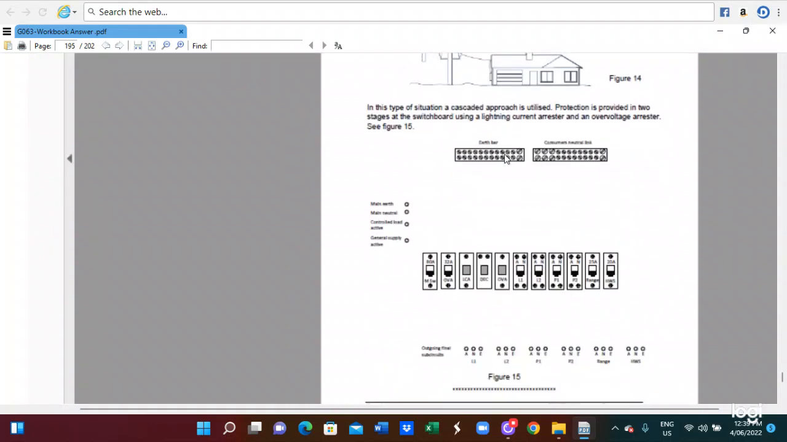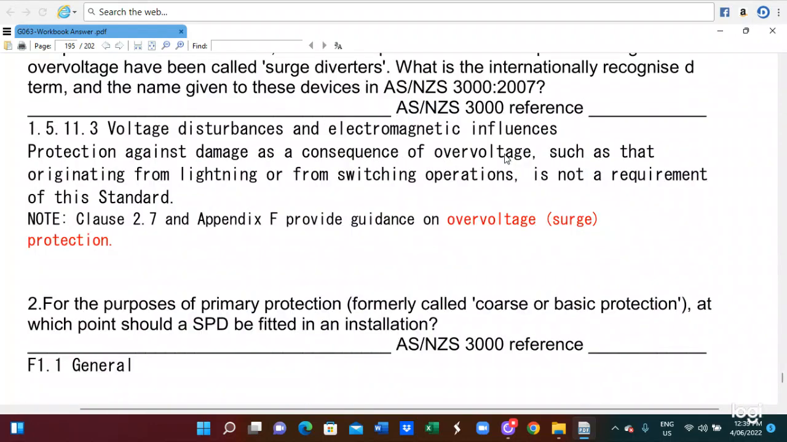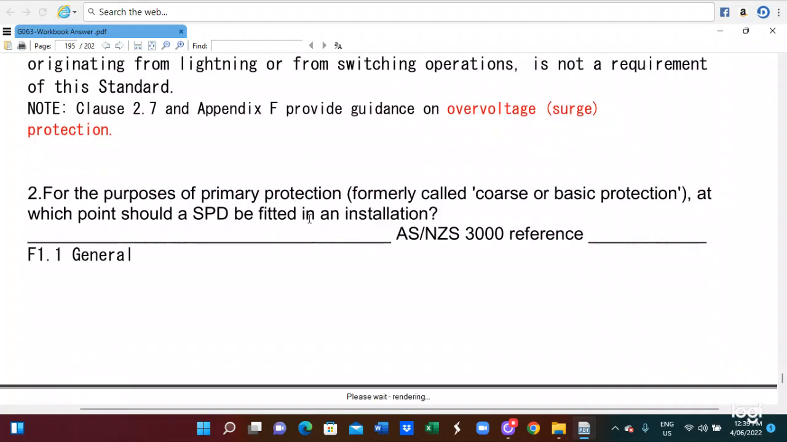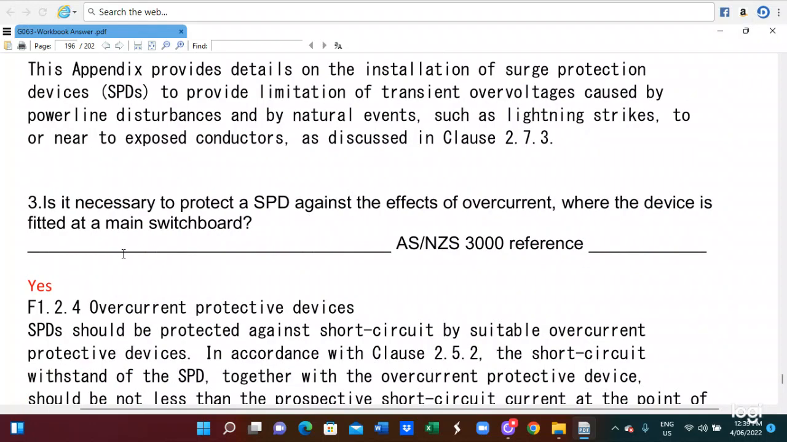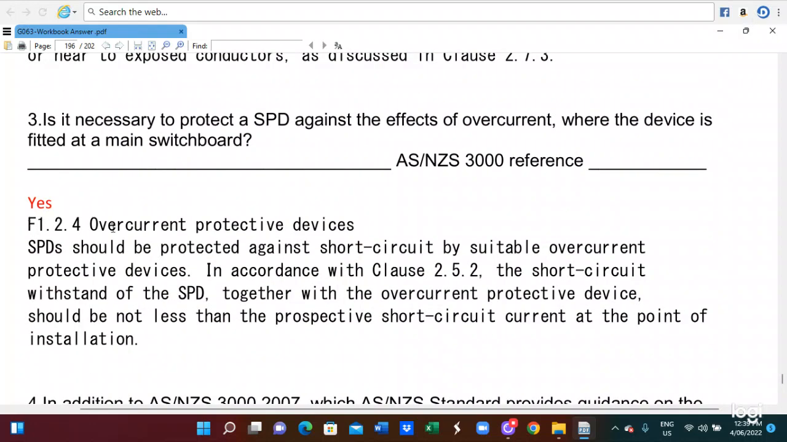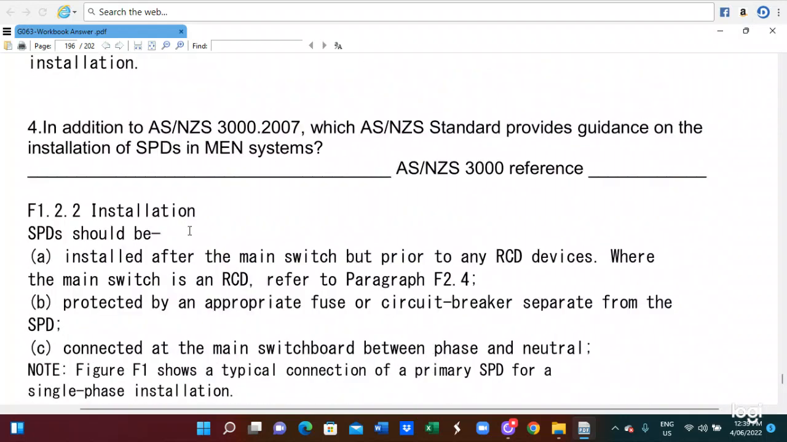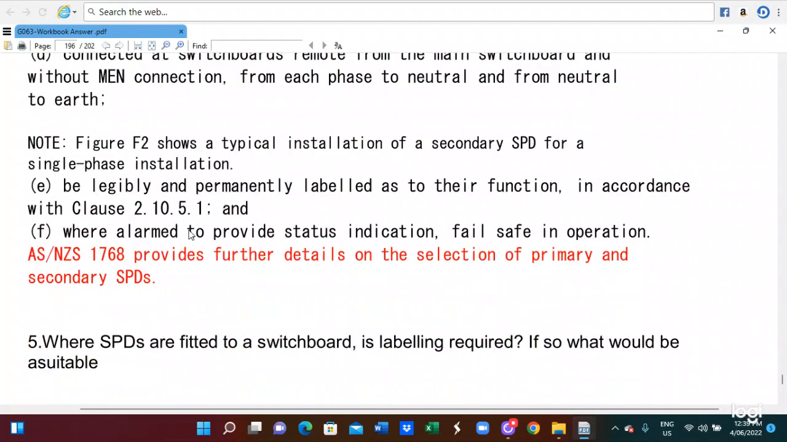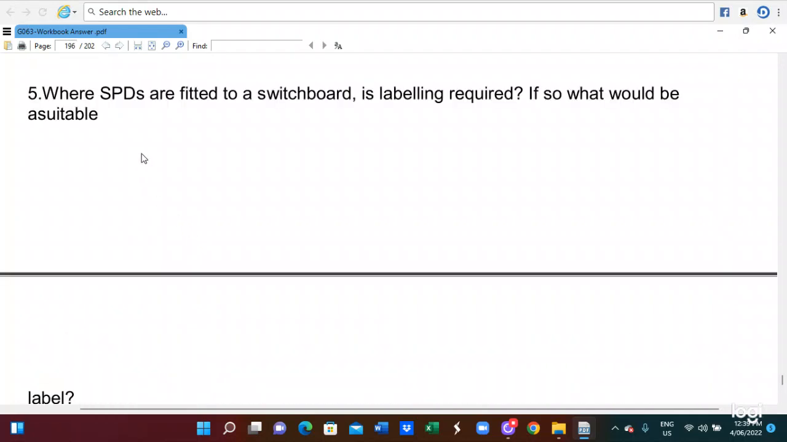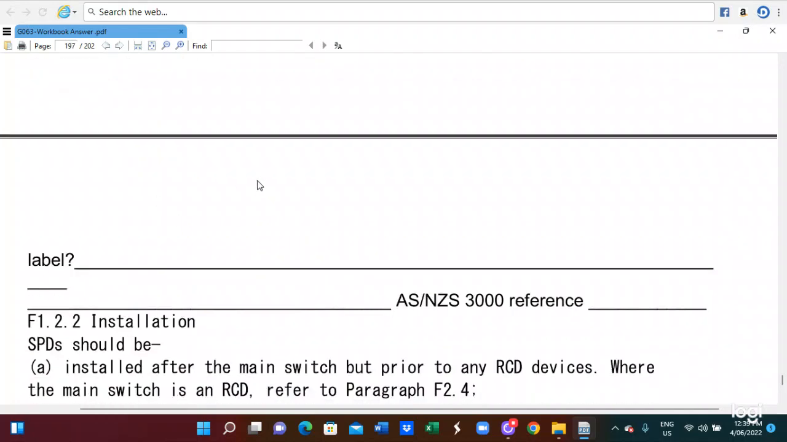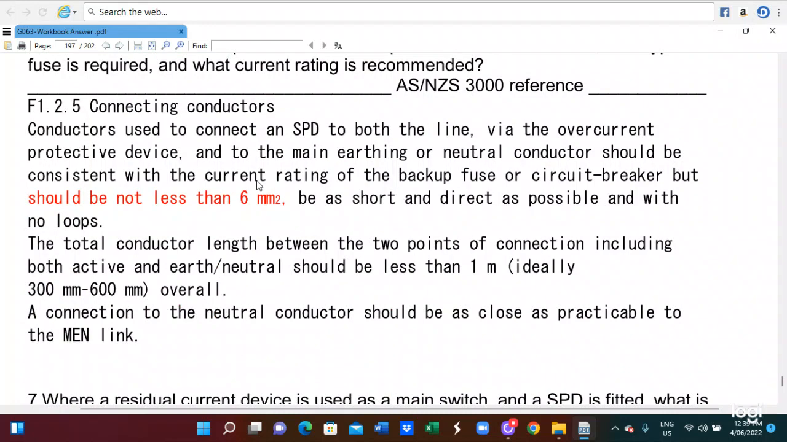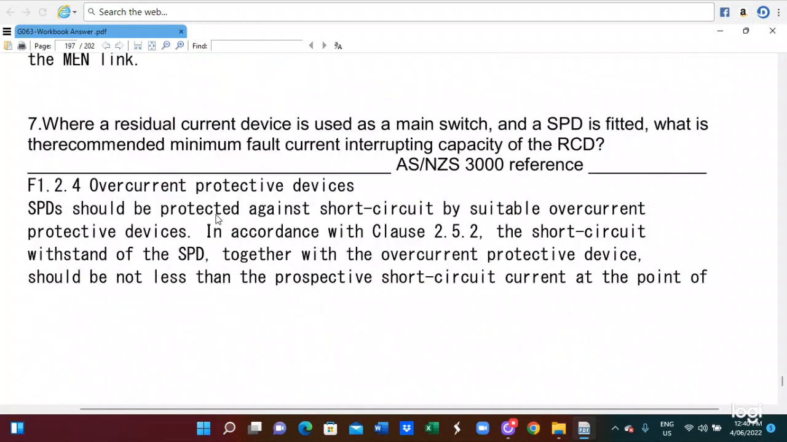Body disturbance and the electromagnetic influence. You can also see the 1.5 by 11.3 body disturbance electromagnetic influence. Also the 1 by 2.4 is overcurrent protection devices, and 1 by 2.2 is installation method. And also where the SPD are delivered to the switchboard, you can also see it. So connecting the contactors, F1 by 2 by 5, you can also read it.